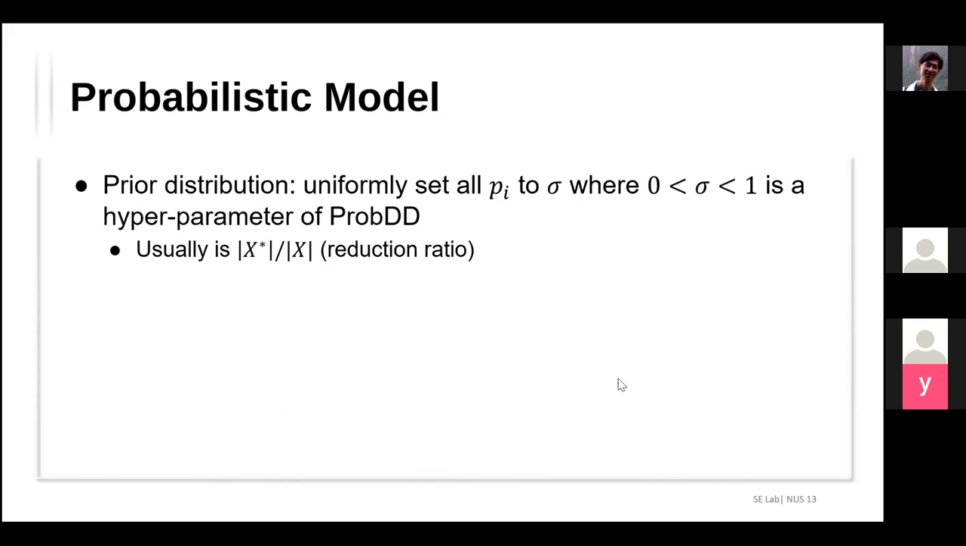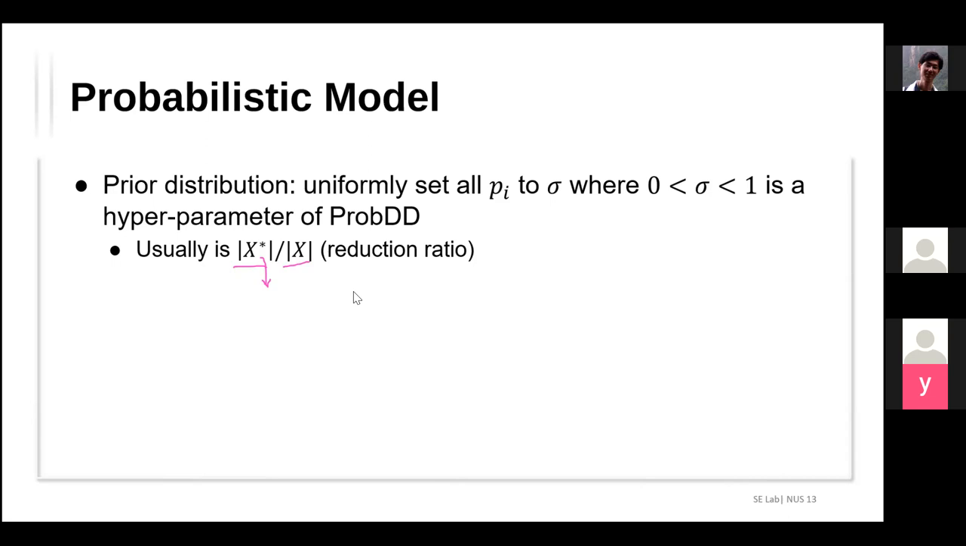And so the prior distribution, as mentioned just now, is uniformly set to some sigma, where sigma is between 0 and 1. How to actually select this hyperparameter is normally they use the reduction ratio, which is the length of the optimal subsequence over the entire sequence. So this is empirical, right? The size of X star is very empirical. Yes, because this isn't known. If this is known, then this model is not needed.